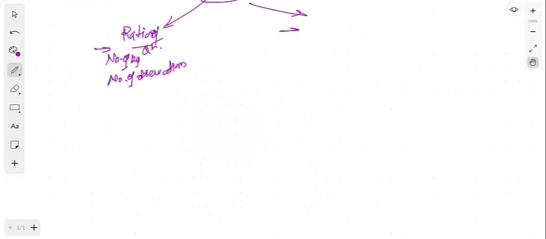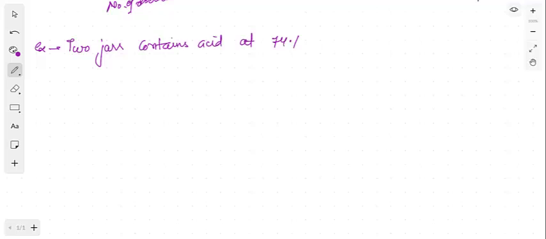ठीक है, now let us take an example. The question is given here: two jars contain acid at 74% and 44% concentration respectively. ठीक है, दो जार है, they contain acid at 74% and 44% respectively.